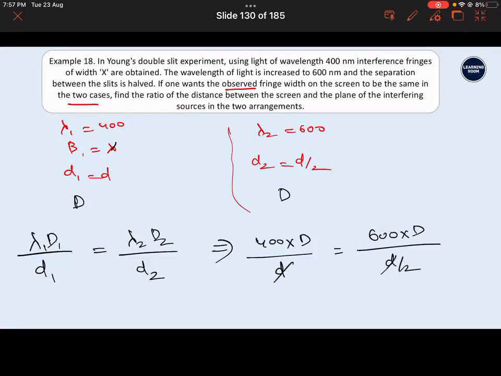Small d and small d got cancelled. The 2 will go to the numerator. It will be 4 is to 12. This is 1 is to 3. So D1 to D2 is 1 is to 3, or D2 to D1 is 3 is to 1.